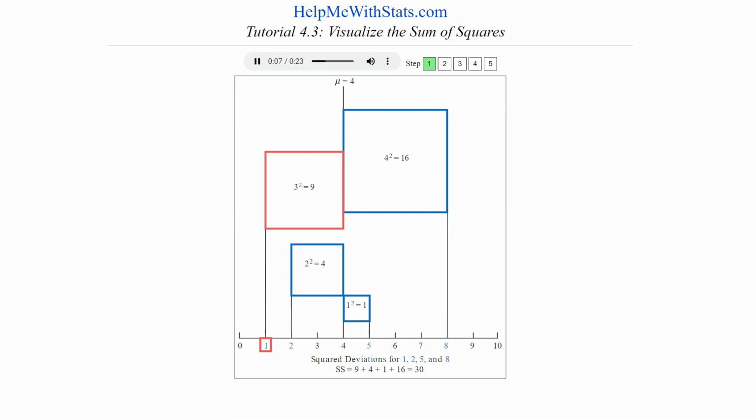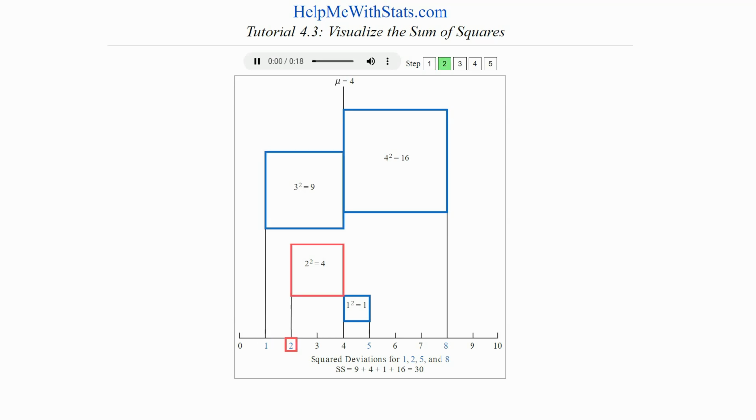Let's start with the score of 1. The score of 1 is 3 units away from the mean of 4. The deviation of 3 is then squared, indicated by the red square. The area of the red square is 9 units, because 3 squared equals 9.